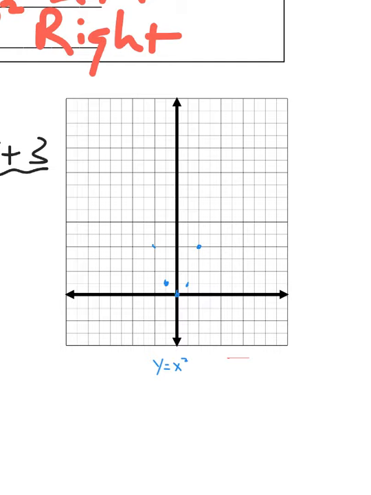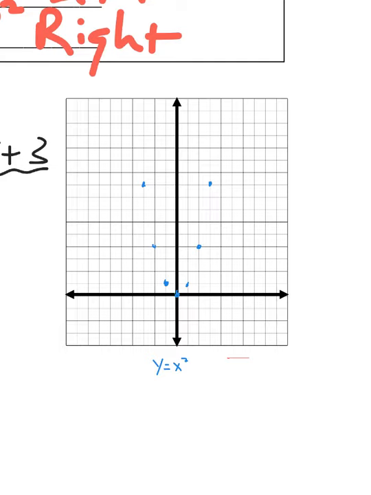4, 5, 6, 7, 8, 9. All right. So there's our points. Now we're going to move everything left. So what you can do is you can look at these points here and realize that everything's going to move left 3. So take the vertex and move left 3.